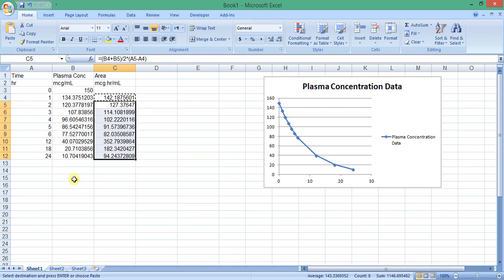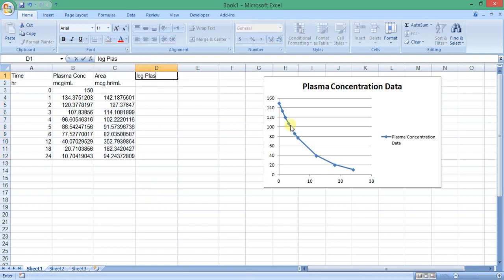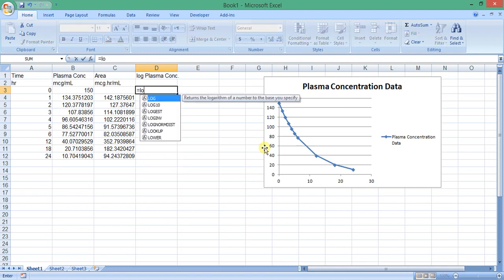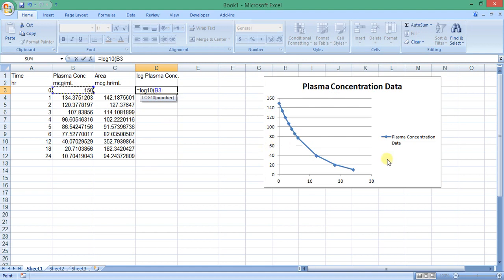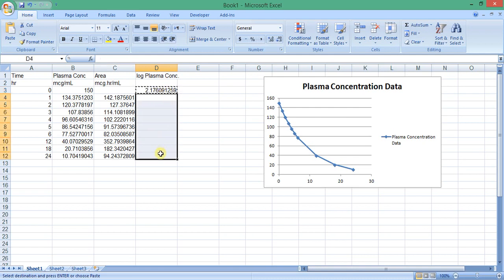For this purpose, you need first to calculate log plasma concentration. So we insert the equation as shown in the last lecture, equals log 10, open a bracket, select the value for which you would like to calculate the log, and then press enter. You can copy this equation for the following cells as shown earlier.